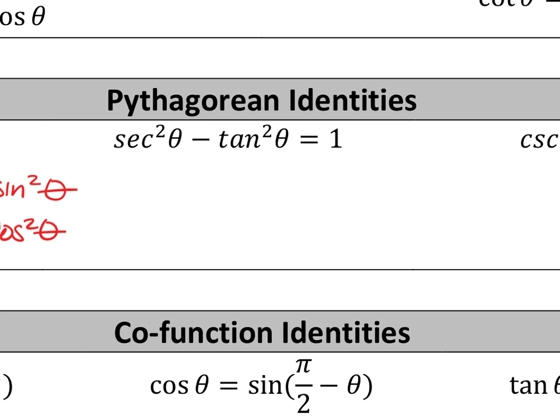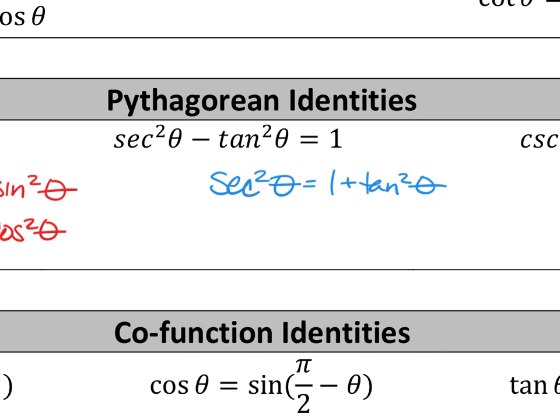So if we recognize that, we know we can substitute in a 1. Let's say, though, I wanted this to be solved for secant squared theta. How would I solve this for secant squared theta? Add tangent squared to both sides. So secant squared of theta would be equal to 1 plus tangent squared of theta. So there's another identity we got just by solving that equation for something else. We can still substitute in secant squared theta if I see 1 plus tangent squared theta.